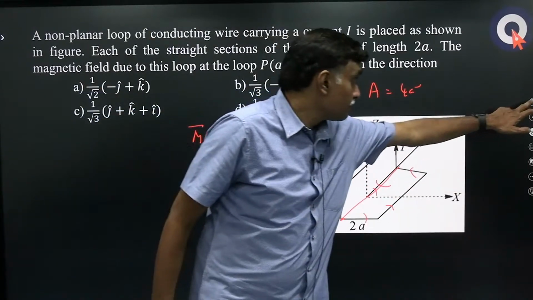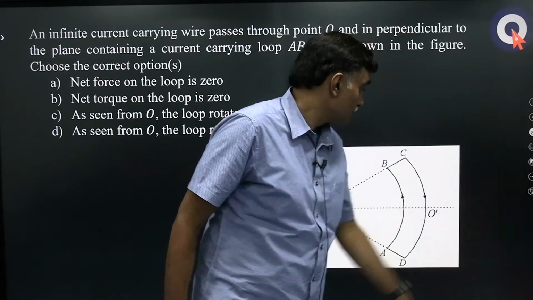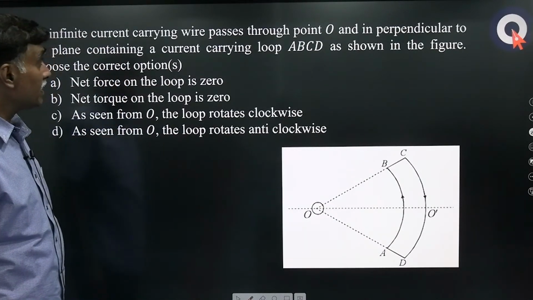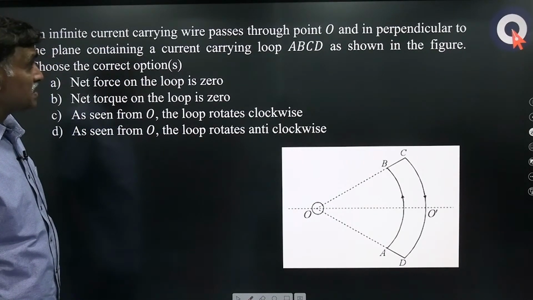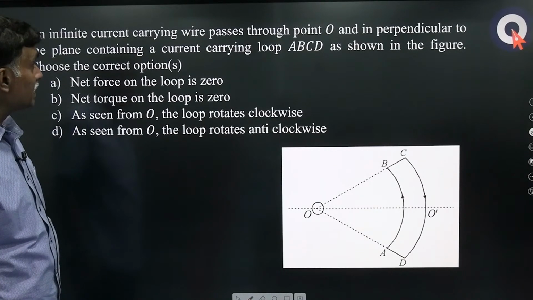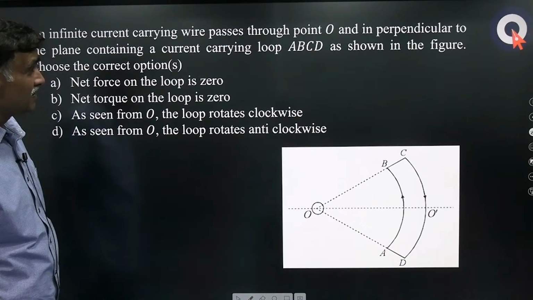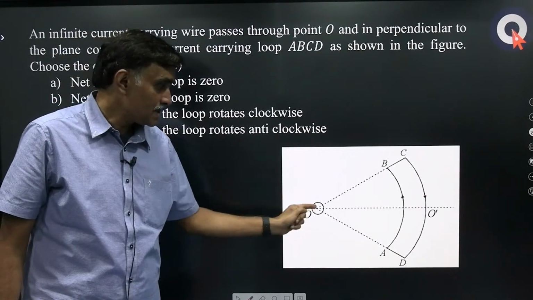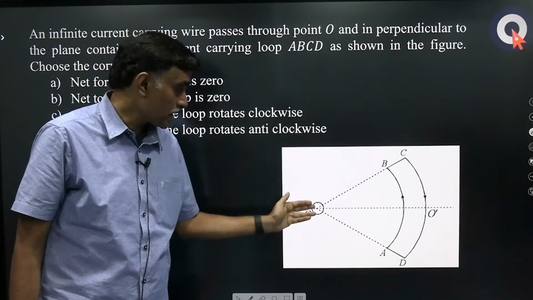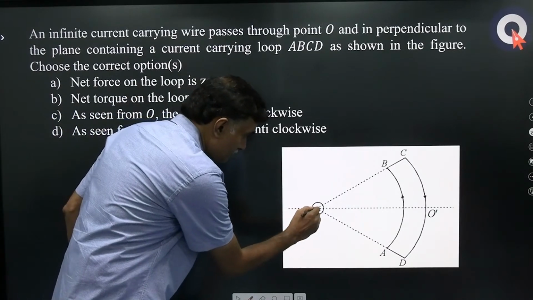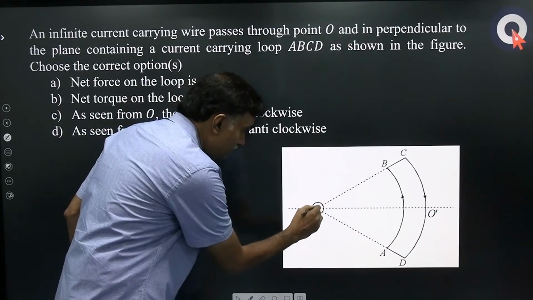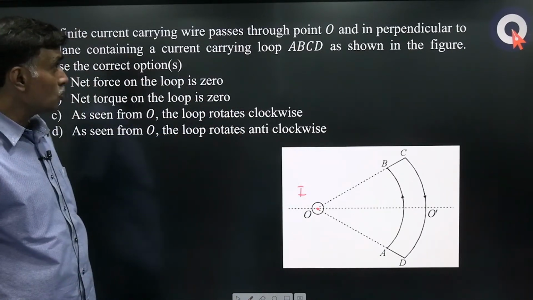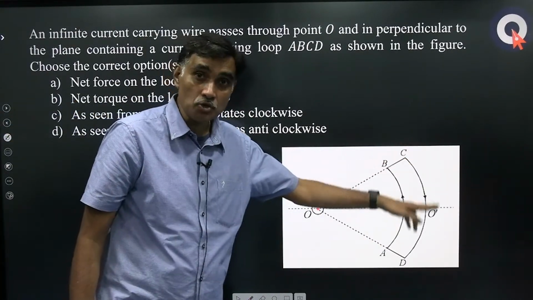So next question we'll see. Now this is the question. An infinite current carrying wire passes through point O and is perpendicular to the plane containing a current carrying loop ABCD as shown in the figure. Choose the correct options. So there is a wire like this, it carries a current coming out or going into, okay, coming out I will take, and that current is I, let us say, and there is a current carrying loop here which carries a current like this as shown.